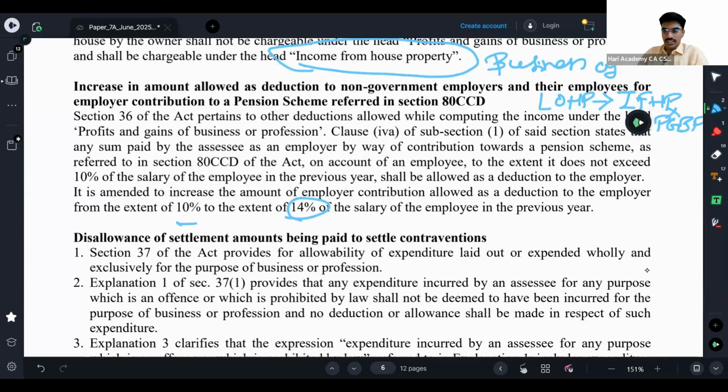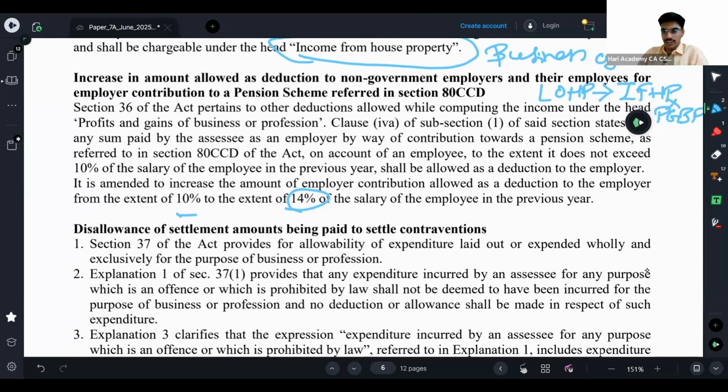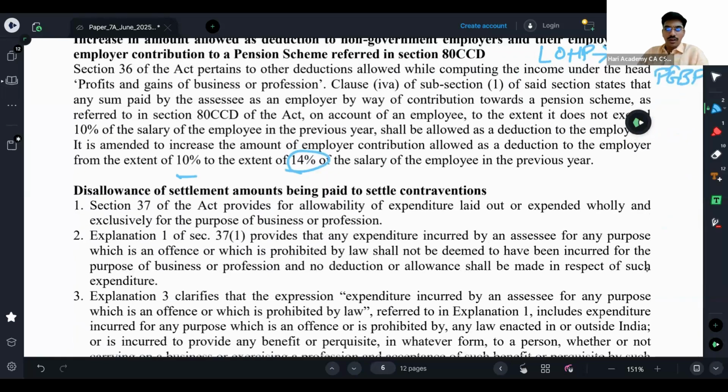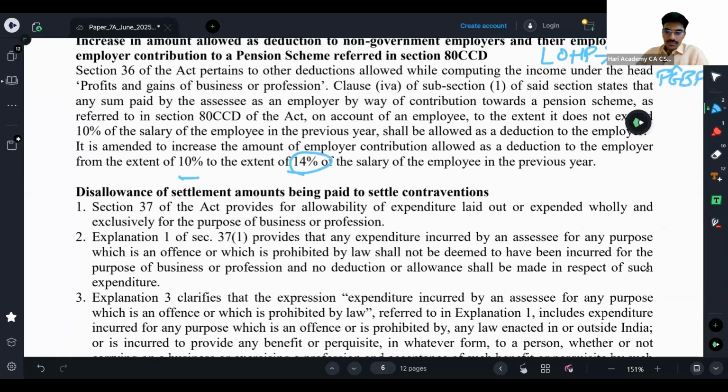Next is in relation to section 37. As you all know, section 37 is a catch-all category for deductions under head PGBP. Here the government has clarified that if you make any payment to settle any contravention which has happened, that amount is not eligible to be claimed as deduction. Just to give you a small backdrop, if I pay any amount for any violation of the act, that amount was not allowed as deduction under section 37.